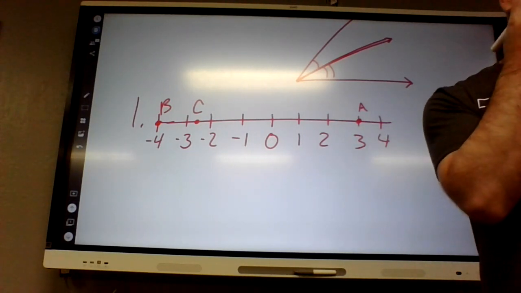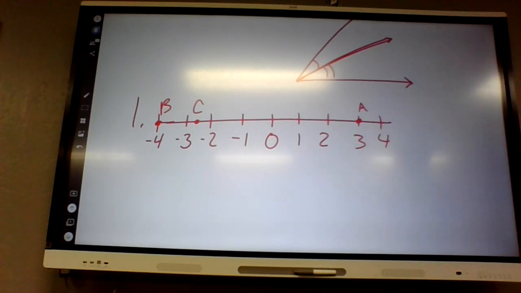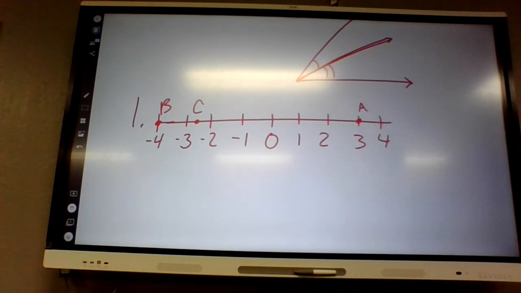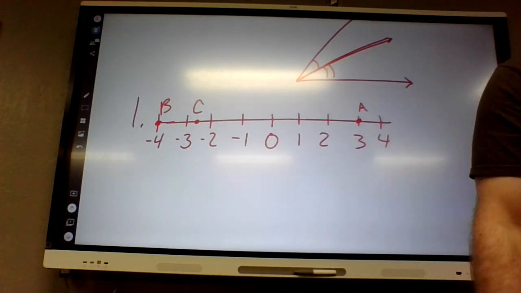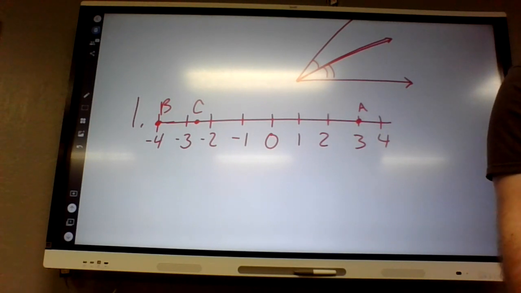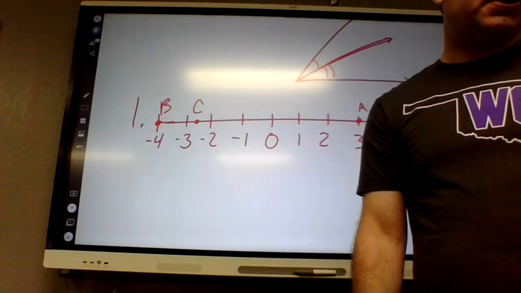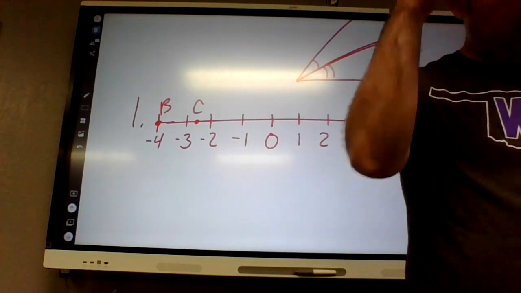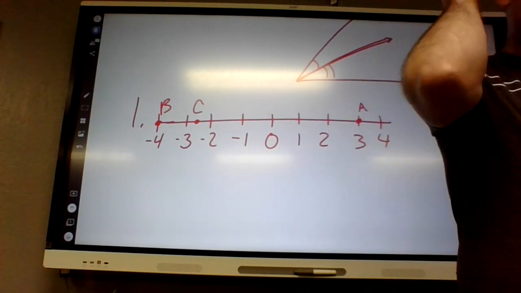Okay, number 3. These are super easy. State the coordinate of the point. L. What's the coordinate for L? 6. So L is 6. Number 4, B is F. What's the coordinate for F? Negative 5.